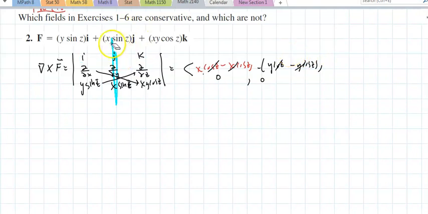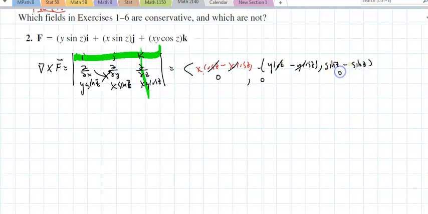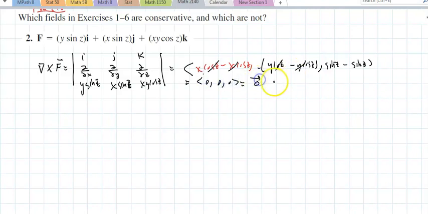And for the k component, cross its row and column, and that will be the partial with respect to x, that is the sine of z, minus the partial with respect to y, that is the sine of z, and that's 0. So basically, I got the 0 vector. So therefore, it is conservative.